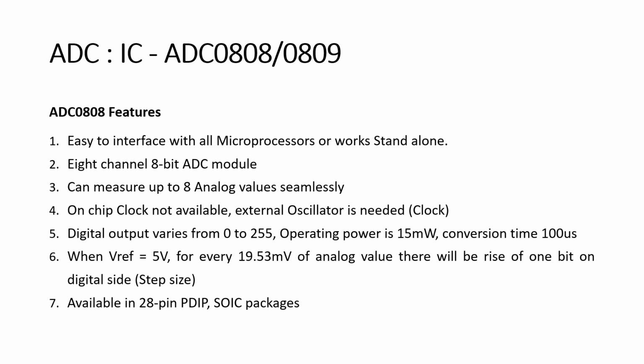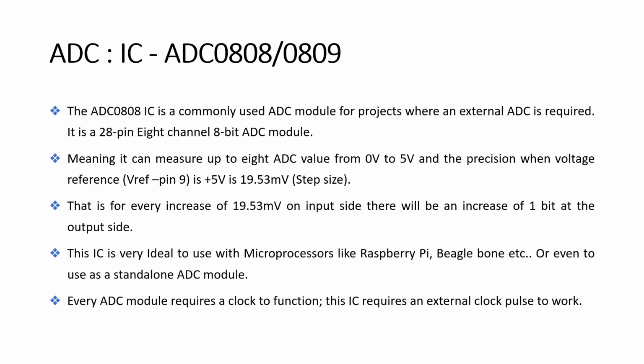When V reference is equal to 5 volt, for every 19.53 millivolt of analog value, there will be rise of 1 bit on digital side. Available in 28 pin PDIP and SOIC packages. The ADC 0808 IC is a commonly used ADC module for projects where an external ADC is required.